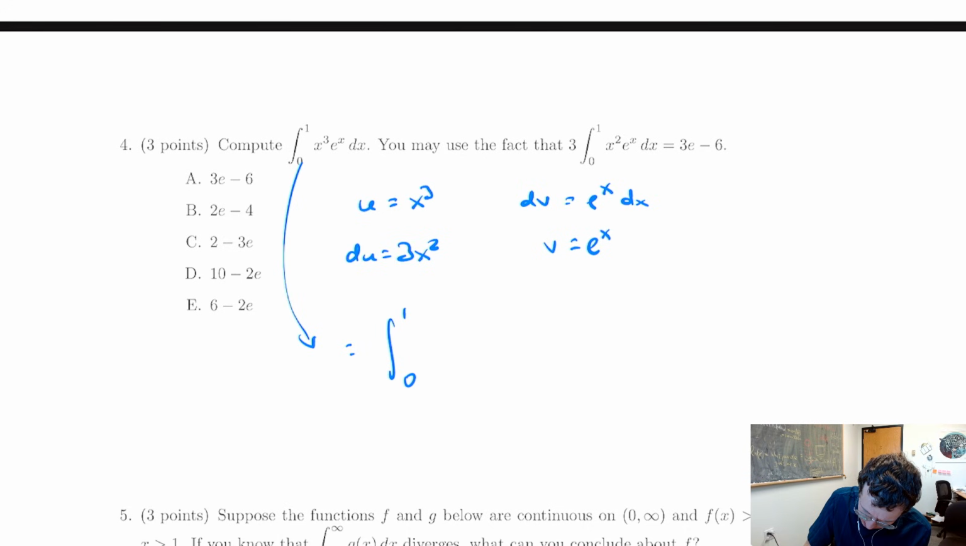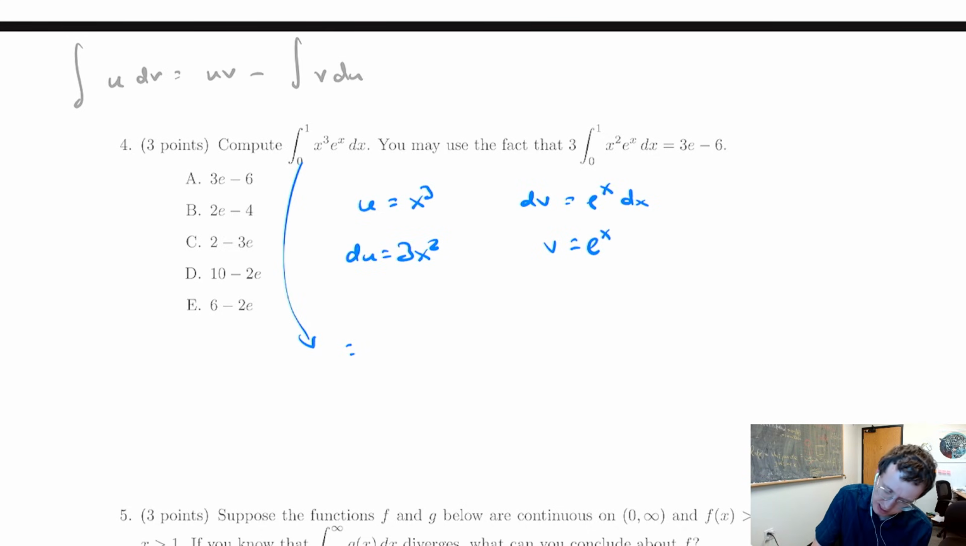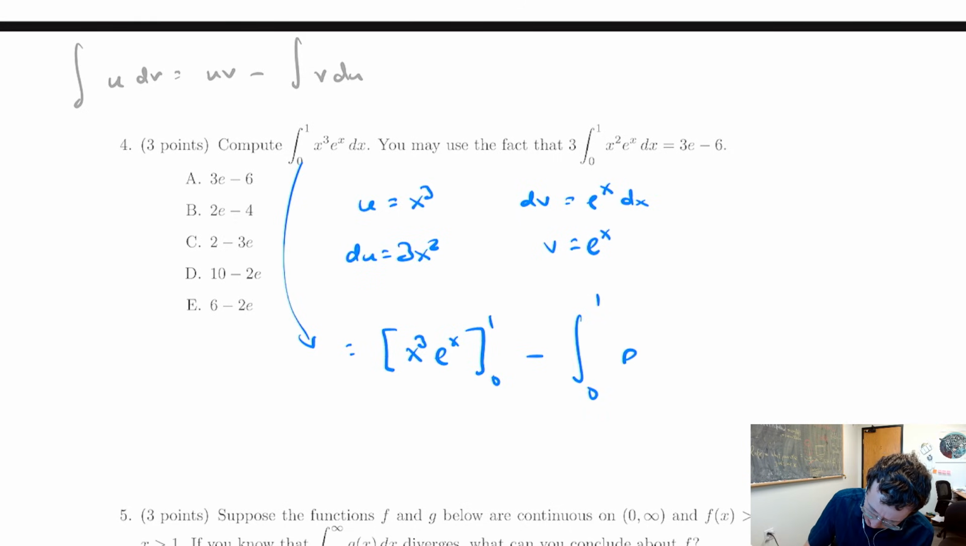let's see, the x cubed becomes u. Oh, sorry. I have to use the integration by parts formula, which let me remind you, is that the integral of u dv equals uv minus the integral of v du. So right here I have u dv. So this is going to be uv, which is x cubed e to the x, and that's going to get evaluated from 0 to 1, minus the integral from 0 to 1 of v du.